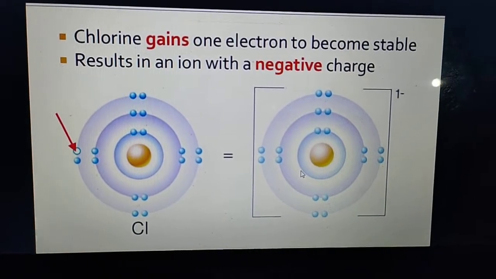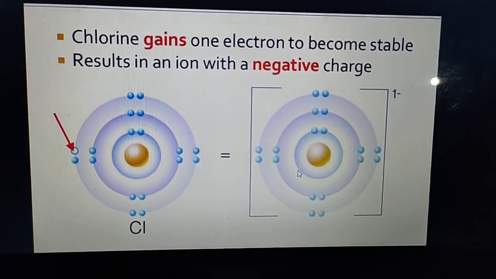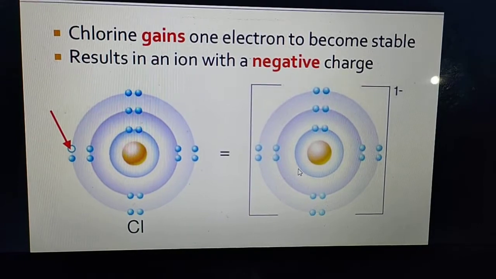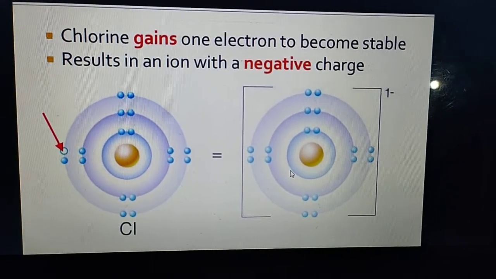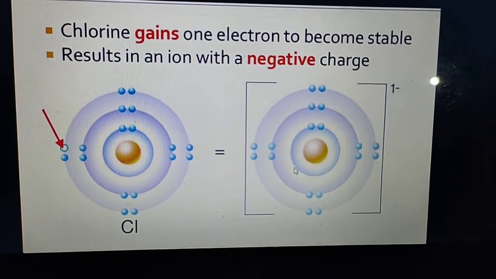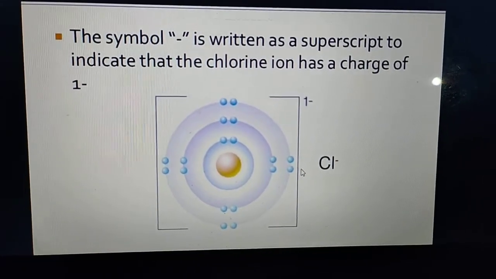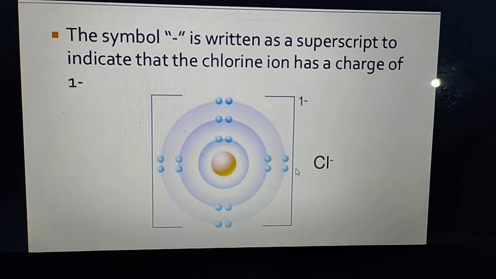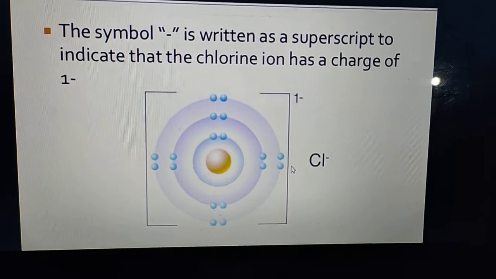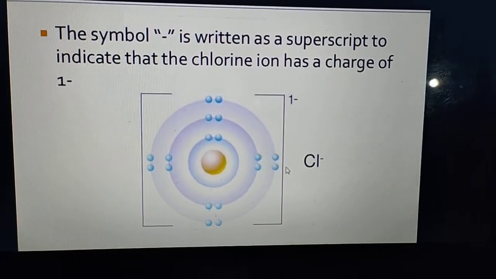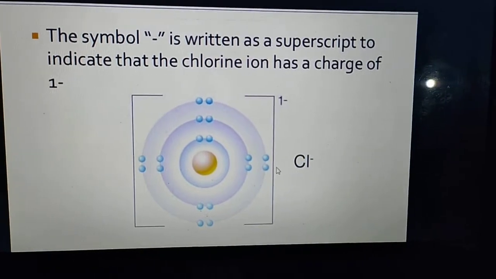If it gains 2 electrons, it will gain 2 minus. But here in chlorine it is not possible. It is possible in some other element. So this symbol minus is written as a superscript to indicate that the chlorine ion has a charge of 1 minus, right? So that is why Cl minus.